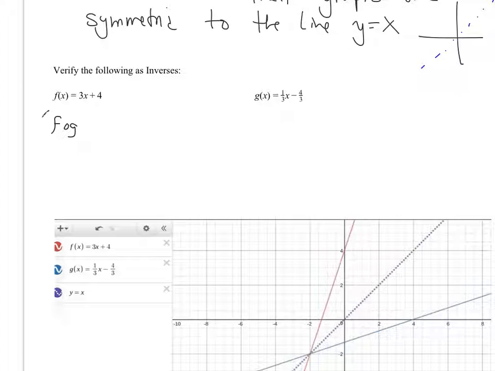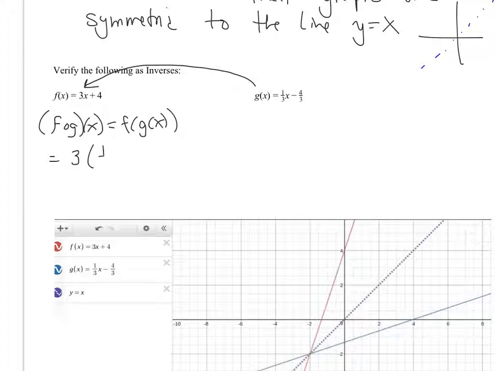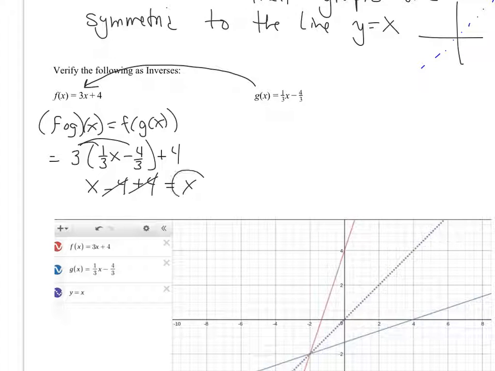So if I want to algebraically check, I'll do their composition, f composed with g of x, which is f of g of x. That means since g is on the inside, we'll plug it into f. So this will equal 3 times (1/3 x minus 4/3) plus 4. If I distribute the 3, I'm going to get 1x minus 4, because 3 times 4/3 is just 4, plus 4, which cancels and leaves us just x, which is good. We need both of these to be equal to just x.